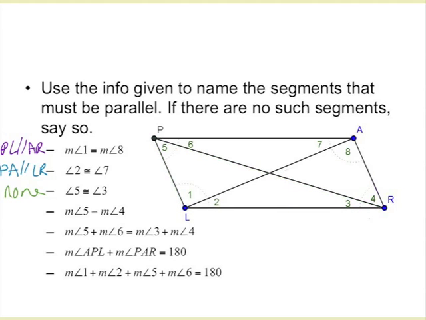Angle 5 and angle 4 for the next problem. I trace out angle 5 and angle 4. I get an N. 5 and 4 are alternate interior angles, and the sides that I traced out are PL and AR.